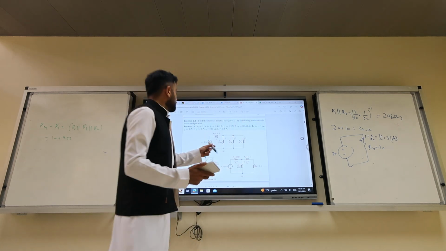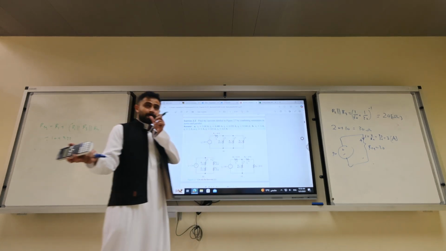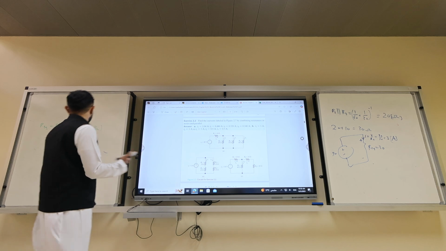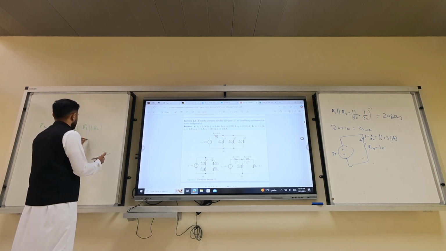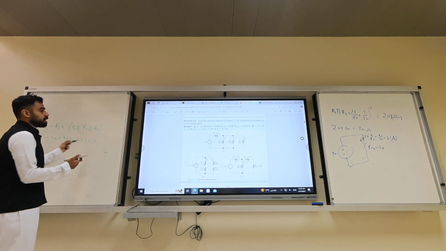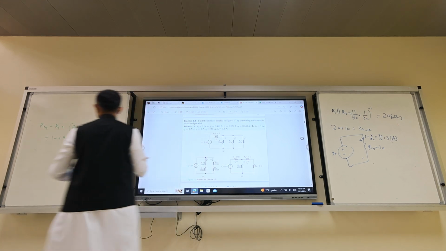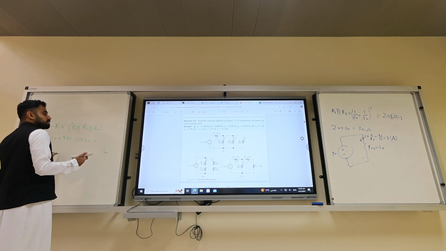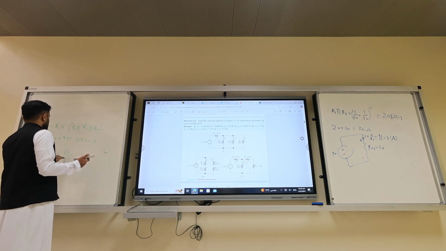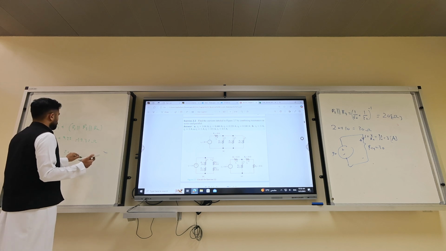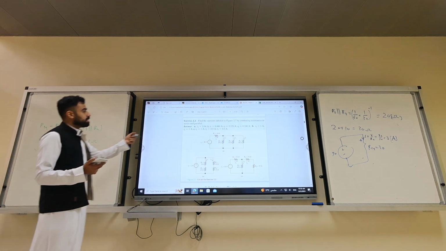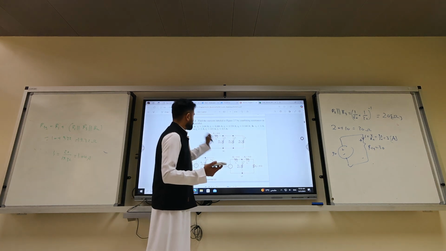It's going to be 19, right? Yes, yes. Yeah, the equivalent is 19.32 ohm. So the question asks, what is I1? I1 equals 20 over 19.32, which is going to be, I think, 1.04 amp. And then it's very easy. I2 is what?